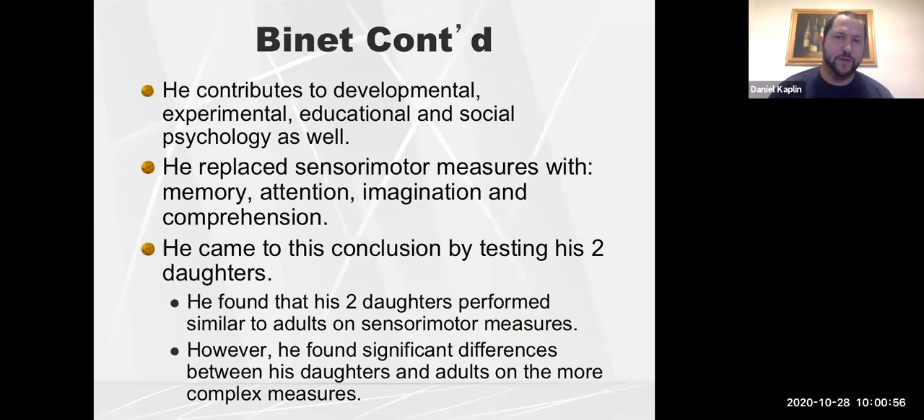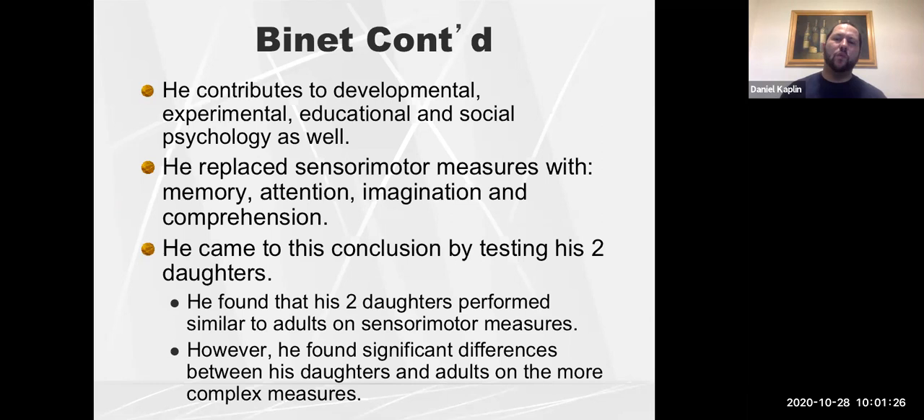So Binet, again, highly influential in the field of developmental psychology. You can't go through developmental psychology without hearing about him. Experimental psychology, he's less known for that, but he did contribute. Educational psychology and social psychology. All of these subfields of psychology that we know today, his work is highly influential.